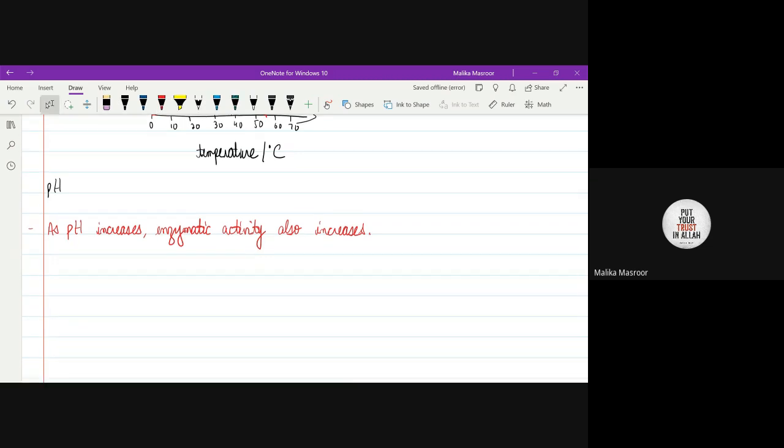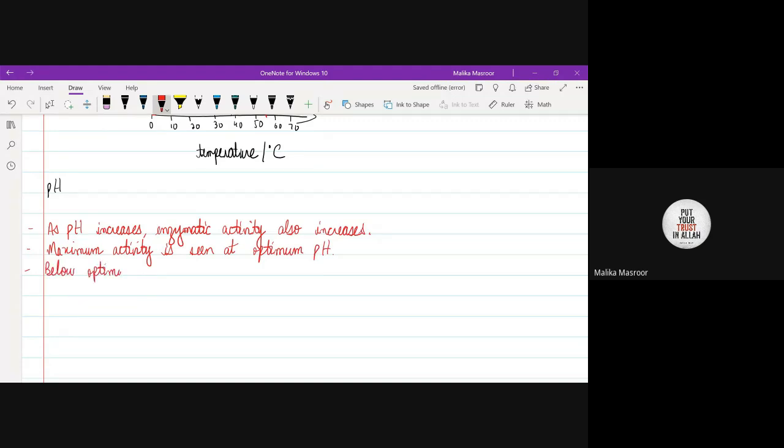So you will say in bullets, enzymes show activity below optimum pH. Maximum activity is seen at optimum pH. So it differs with different enzymes. Below optimum pH, enzymes become inactive.